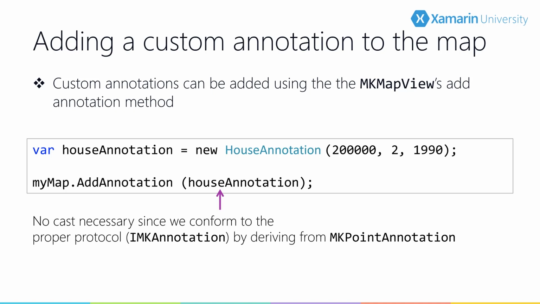We can add custom annotations to the map just like we would if we were using the default MKPinAnnotation type. Instantiate your custom annotation and add it to the map using the AddAnnotation method. Notice that no cast was necessary. On the previous slide, we saw that our class derived from MKAnnotation, which implements the IMKAnnotation interface, which is exactly what the AddAnnotation method is expecting.